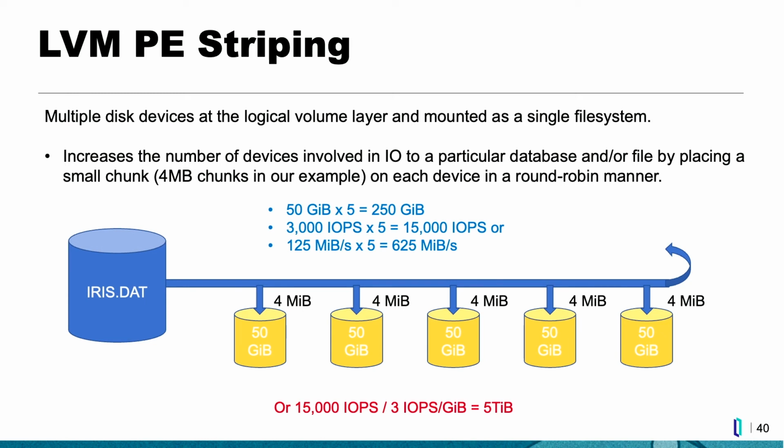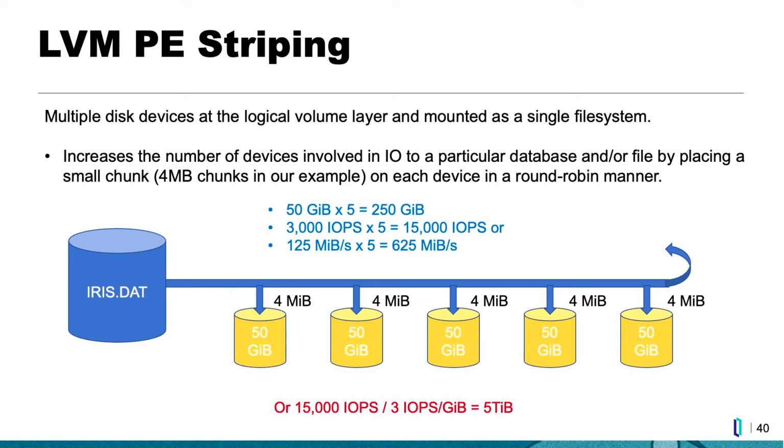So I've got 5 50 gigabyte disks there. So they're not very big. But remember, they come out of the box with 3,000 IOPS each. So I create a stripe across them. So in a round-robin fashion, the data just gets written out and spread out. So now I've got a 250 gigabyte disk, but I've got 15,000 IOPS out of them now, and 625 megabytes per second is my maximum bandwidth.